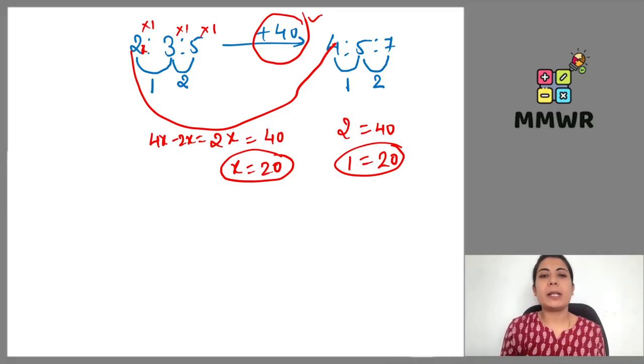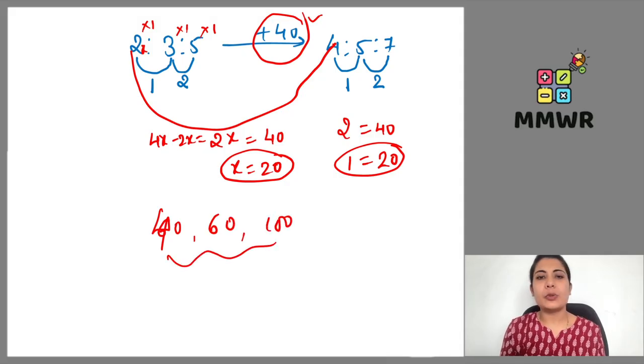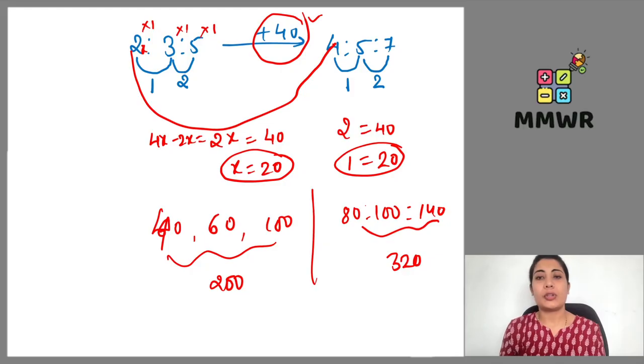So if we multiply 20 to each term of the ratio, this gives me 40, 60 and 100. When I add, this gives me the total number of students, 200. Similarly, I can multiply this 20 to 4, 5, 7, which gives me 80, 100 and 140. After adding, this gives me 320. So the answer is exactly the same, but here we got it in 2 to 3 steps only.